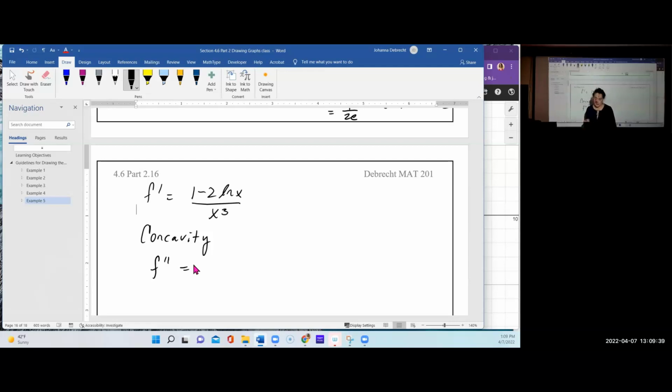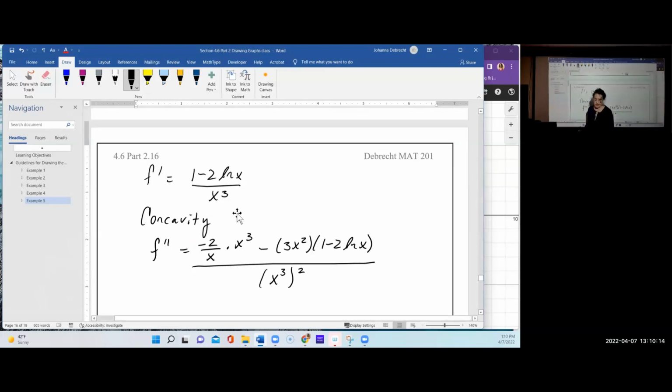So I have the derivative of the numerator. Derivative of 1 is 0. The derivative of natural log is 1 over x, times the negative 2. So I get negative 2 over x times the denominator, x cubed. That's the derivative of the numerator times the denominator, minus the derivative of the denominator, which is 3x squared, times the numerator, which is 1 minus 2 natural log of x, all divided by the denominator squared. So we have x cubed squared, which is going to give us the 6th power.